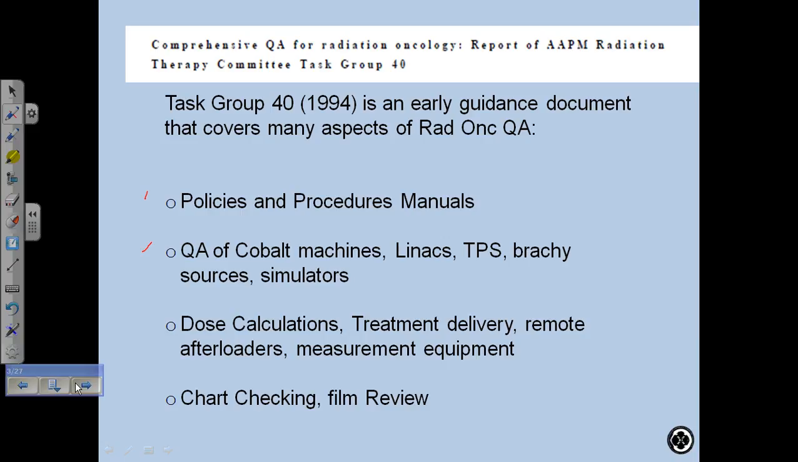If you walk into a new clinic and a new job, you should go in there and just look at TG40 and review what they're doing in the clinic and how it compares to TG40. And it'll give you a good idea whether they're doing a good job in terms of QA.